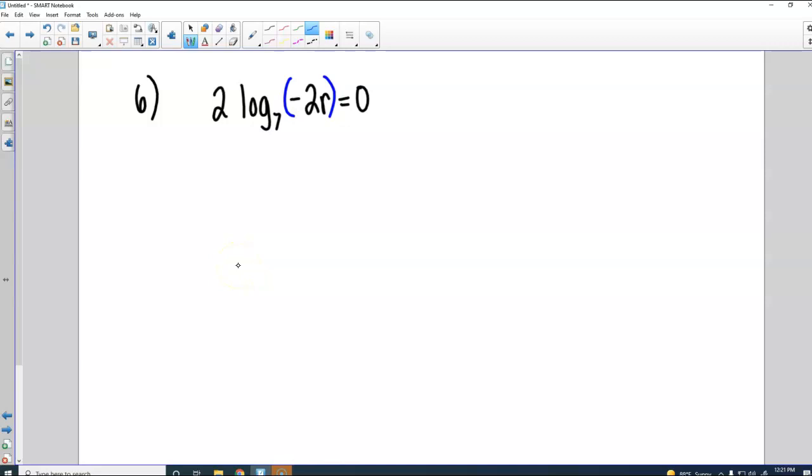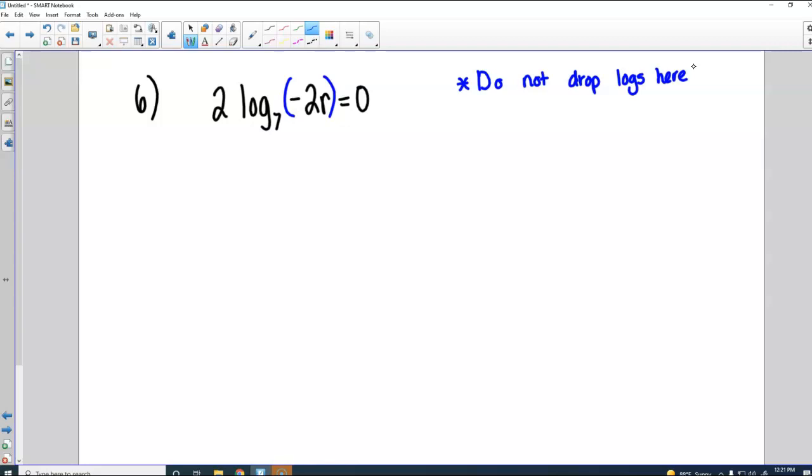So, first off, one thing we've got to be really careful of: if you only have one log, do not drop the logs here. You have to have logs on both sides with everything contained inside of it like we did on the last problem. So we cannot drop the logarithm. We've got to solve this.